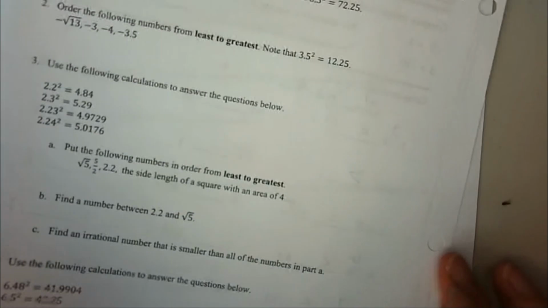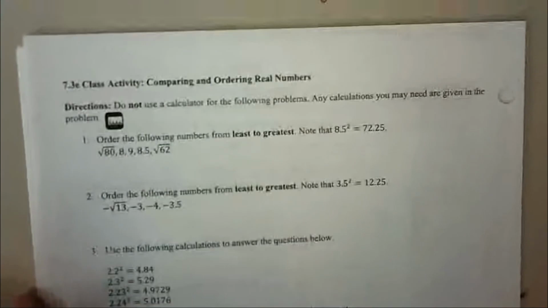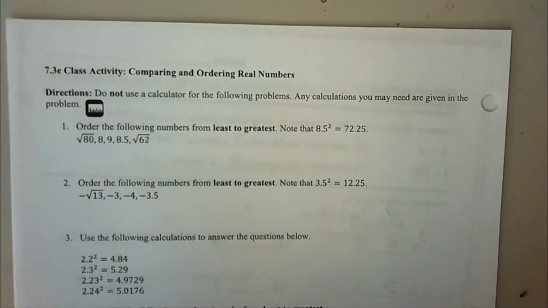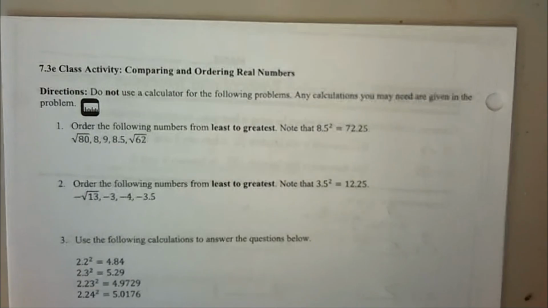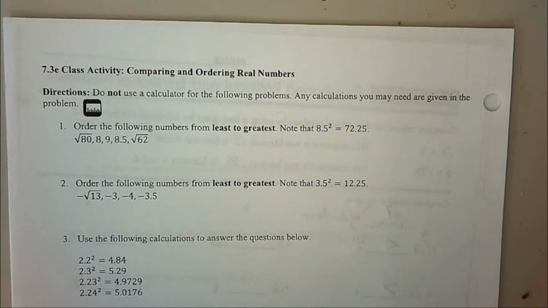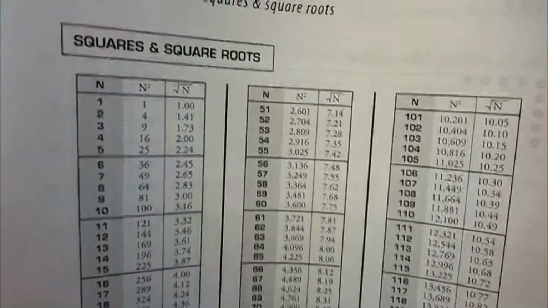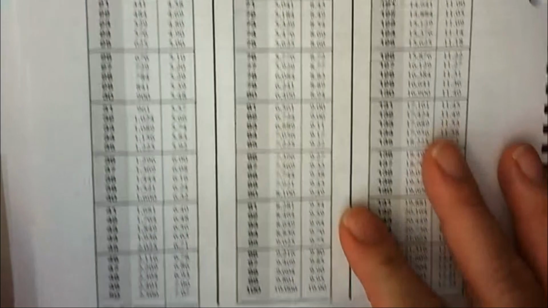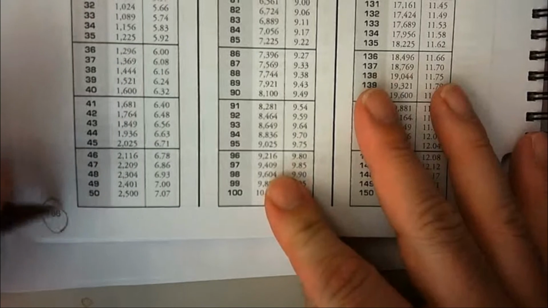Alright, we're going to turn the page. And we need to look for the page now, just on the back side. It says 7.3a, class activity comparing and ordering real numbers. Alright, in addition, you guys are going to be allowed to use your assignment notebooks. And if you look in your assignment notebook on page 166, so page 166 here.